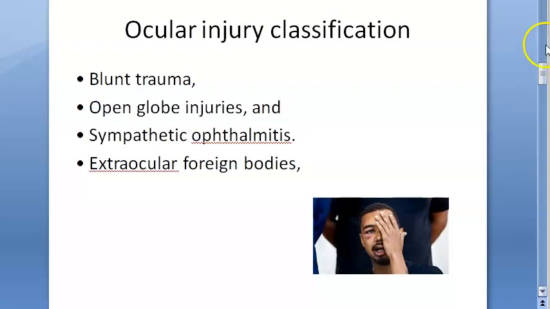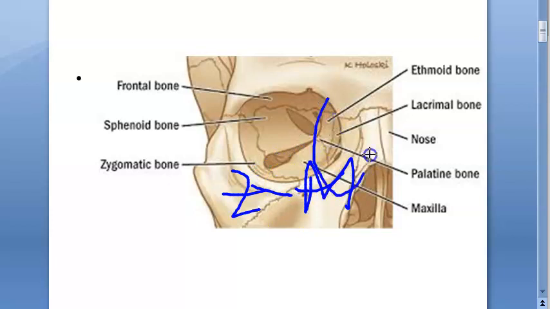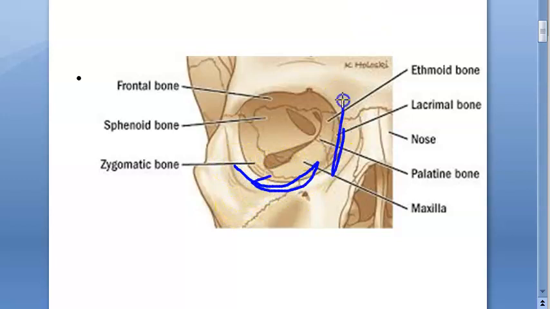So where is the orbital floor? Here you have the orbital floor, isn't it? Here it looks like that is the zygomatic bone, and here you have the maxilla, and these two seem to be forming the floor. And the medial wall, what all do you have? In the medial wall, you have a lot of structures: the ethmoid bone, lacrimal bone. Is the palatine bone part of it? Anyway, so what is getting affected? The floor and the medial wall usually get affected in a blowout fracture.